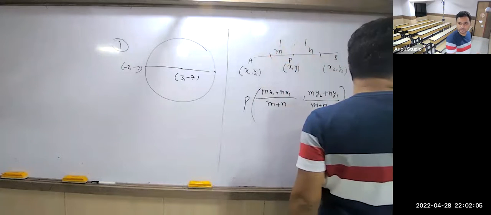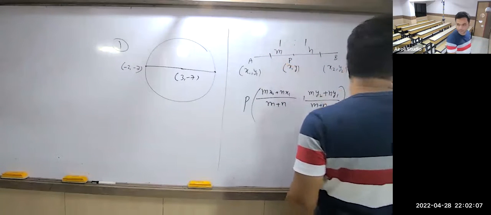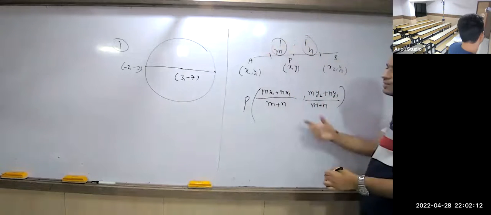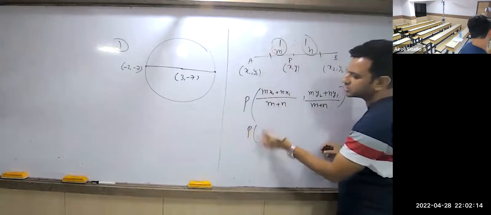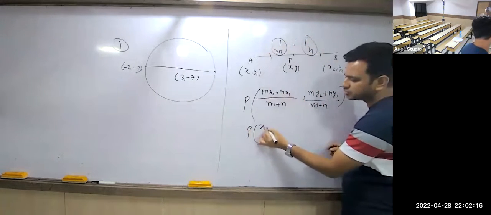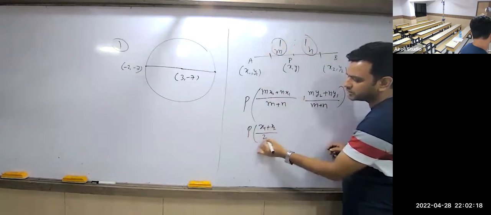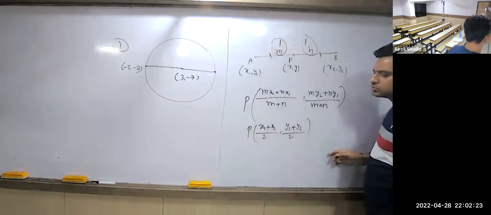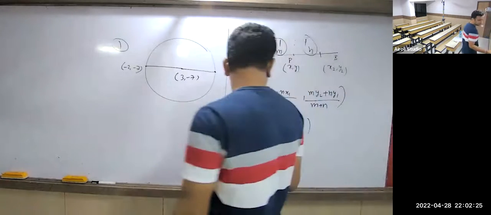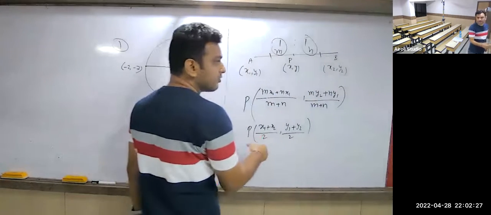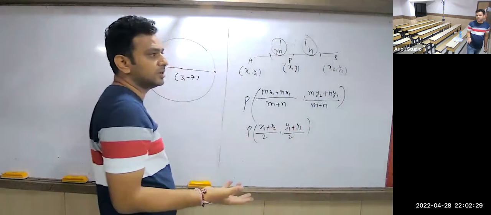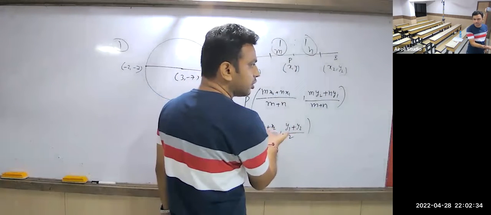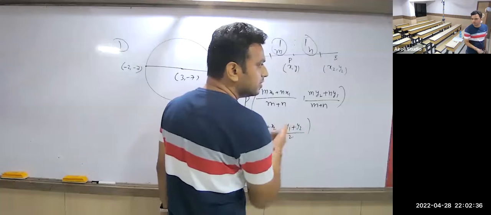So that means the ratio will be 1:1, which means P will be the midpoint. So m value is 1, n value is 1. If I put these values, I will get P as x2 plus x1, or x1 plus x2, upon 1 plus 1, which is 2, comma y1 plus y2 upon 2. So this is the midpoint formula. I have 2 points and I want to find the midpoint of that line segment, so I will directly add the x coordinates and divide by 2, similarly for the y coordinate.